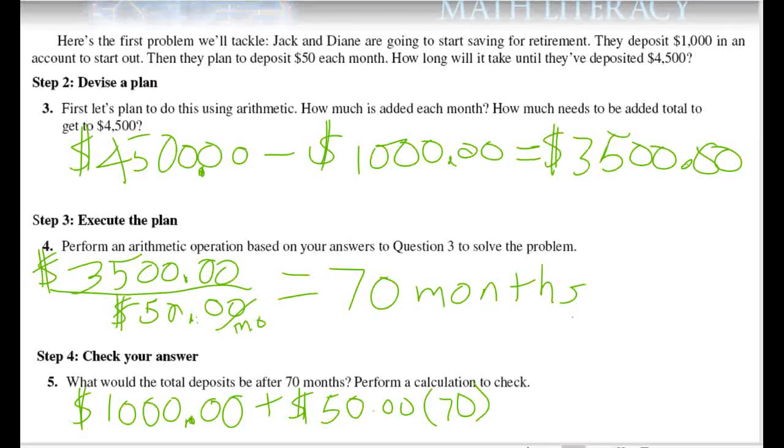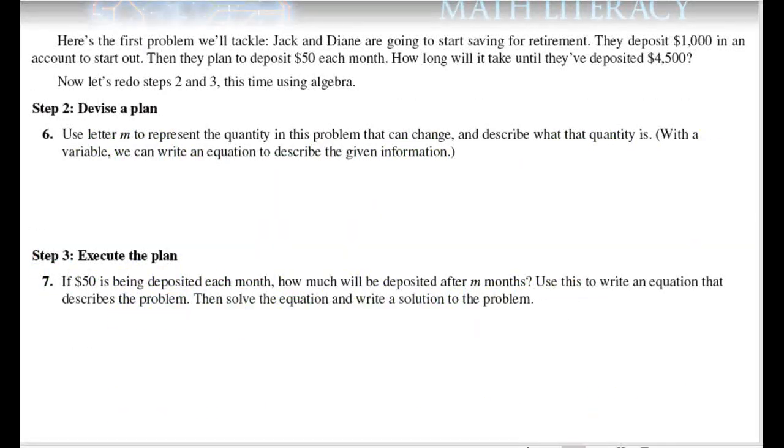And if you go to your calculator, 50 times 70, 5 times 7 is 35. I have two tens in there that I have to multiply also. So I get 3,500. 3,500 plus 1,000 is 4,500. If you want, you could do that on your calculator. Nothing wrong with that. So we did have the correct answer. It will take 70 months to save 4,500. Okay.